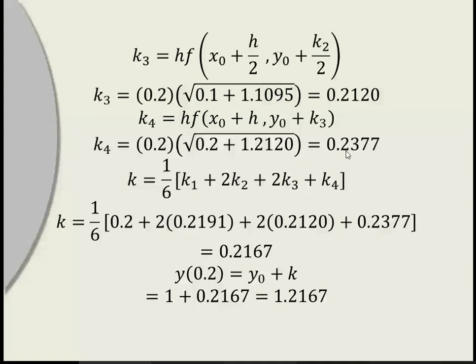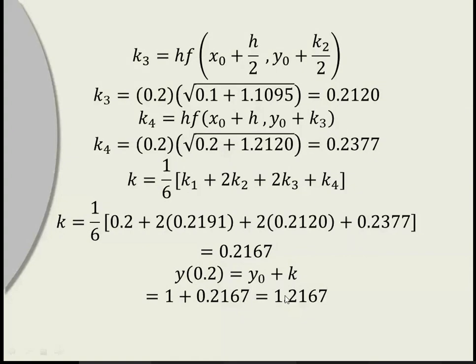If it is asked to find the value of y at 0.4, then what to do? Firstly, we have to find y at this point. Then take this as x naught and this as y naught, and again do the same calculations. Because of h, we can reach up to 0.2, up to this point. So we got the answer.